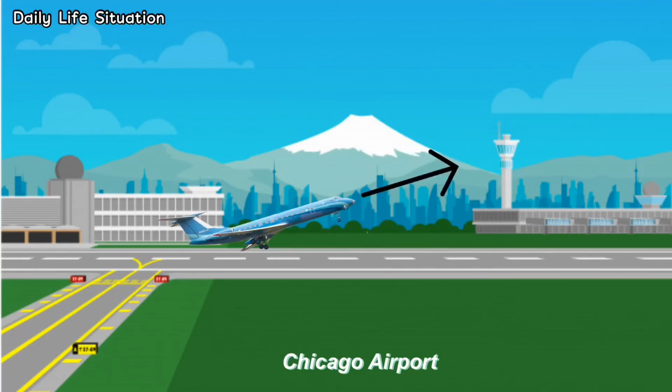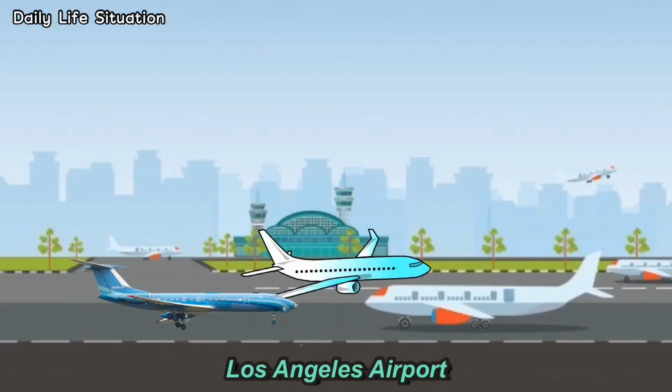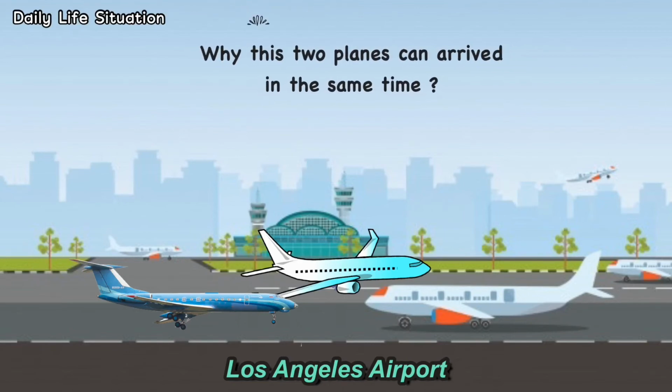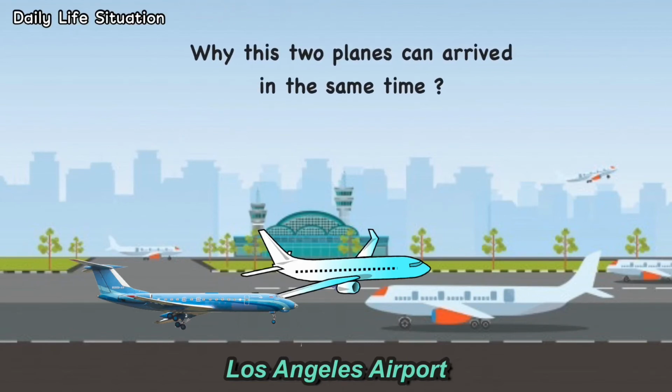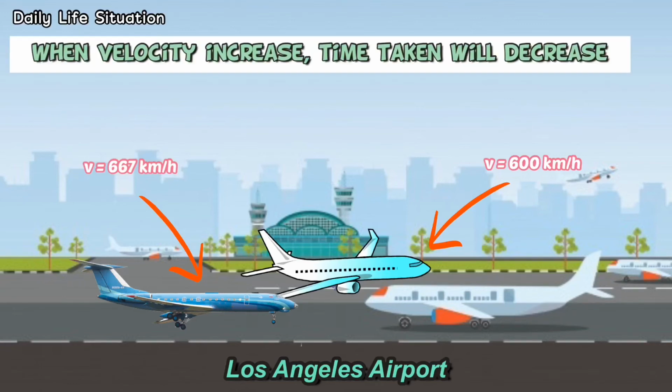An airplane leaves Chicago and makes the 3,000-kilometer trip to Los Angeles in 5 hours. A second plane leaves Chicago 1.5 hours later and arrives in Los Angeles at the same time. So, why can these two planes arrive in Los Angeles at the same time? This happened because the first plane has a velocity of 600 km per hour and the second plane has a velocity of 667 km per hour. So the second plane has more velocity than the first plane. So when the velocity increases, the time taken will decrease.